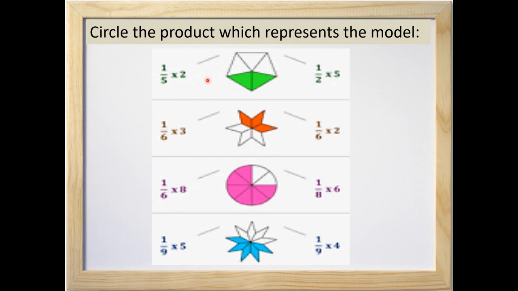Which fraction or which product represents this model? So 1 by 5 into 2 is equal to 2 by 5. So this is the correct answer. But 1 by 2 into 5 is equal to 5 by 2. But how many parts are shaded here children? Parts are shaded out of 5 equal. So 2 by 5 is the correct answer. Is it clear? In the same way the others.